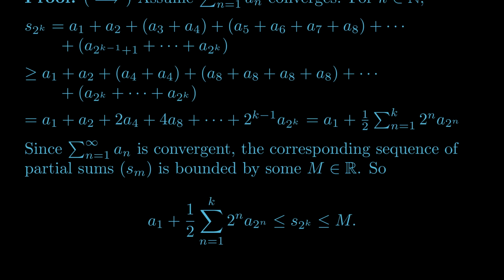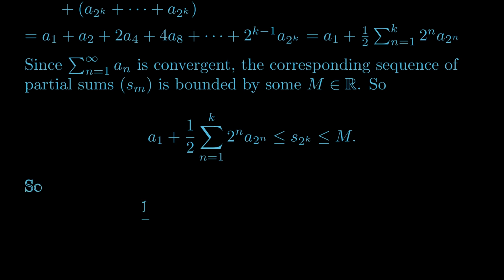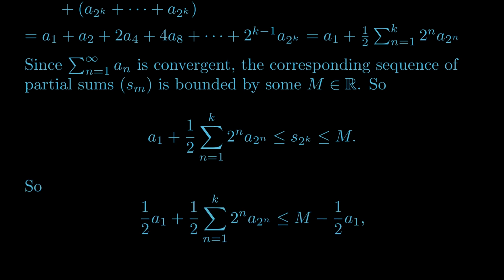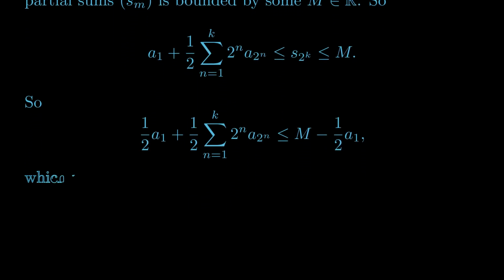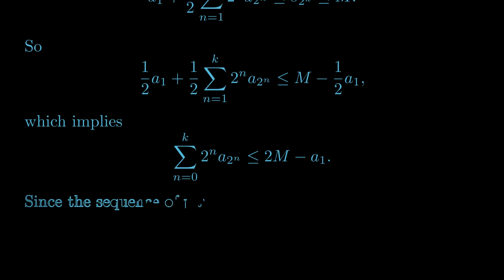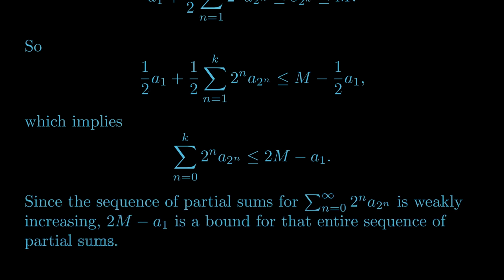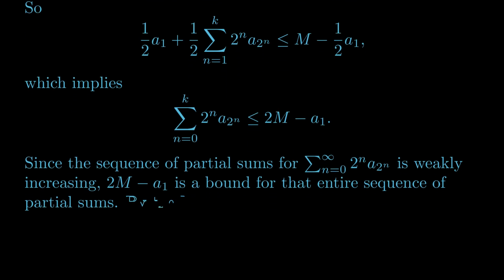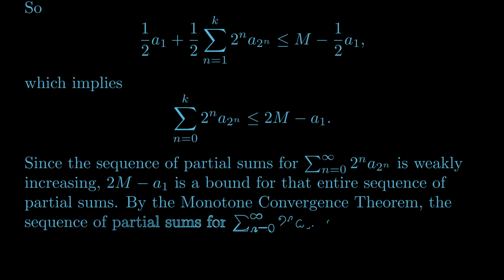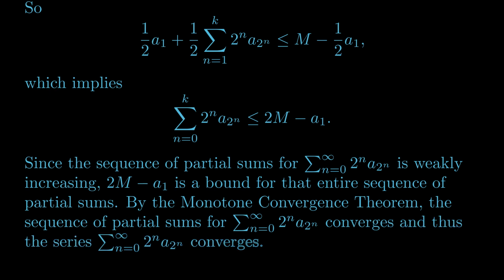We could say subtract 1/2 a1 from both sides, and then what we'll have left on the left-hand side is exactly half the series we're interested in, so we can multiply by 2 and write that the sum from n equals 0 to k of 2^n a_{2^n} is less than or equal to 2m minus a1. And since the sequence of partial sums of the series n equals 0 to infinity of 2^n a_{2^n} is increasing, then this is also going to be a bound for all of its partial sums, not just those that are powers of 2. And so by the monotone convergence theorem, the sequence of partial sums converges, and so the series converges.